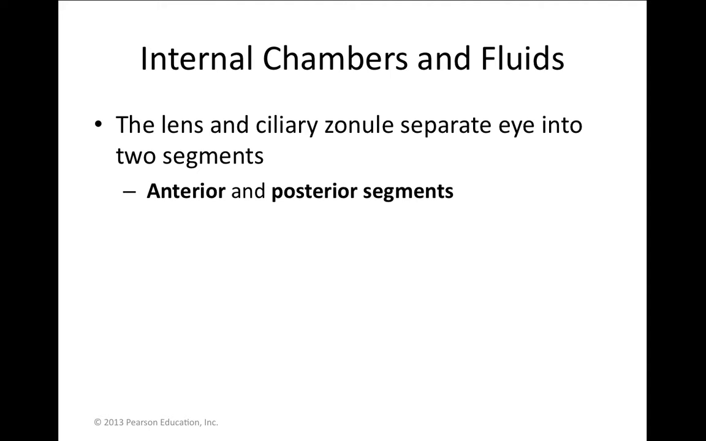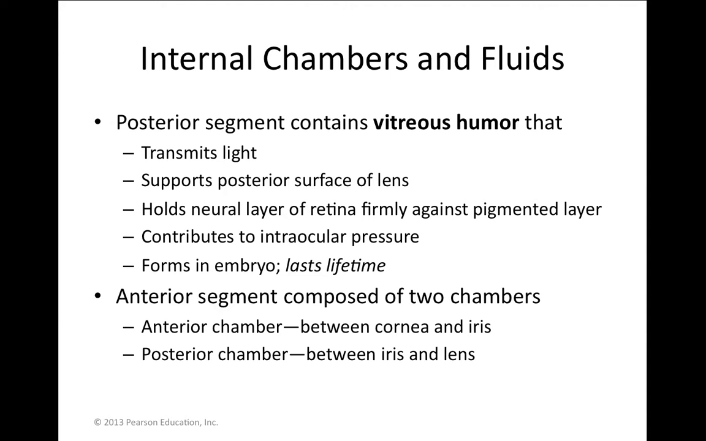Okay, so the anterior segment is going to have the aqueous humor, whereas the posterior segment is going to contain what's known as the vitreous humor. Okay, so the posterior segment contains vitreous humor that is going to help transmit light, because essentially that's what the purpose is going to be. You want to transmit light into the retina so that you can create vision.